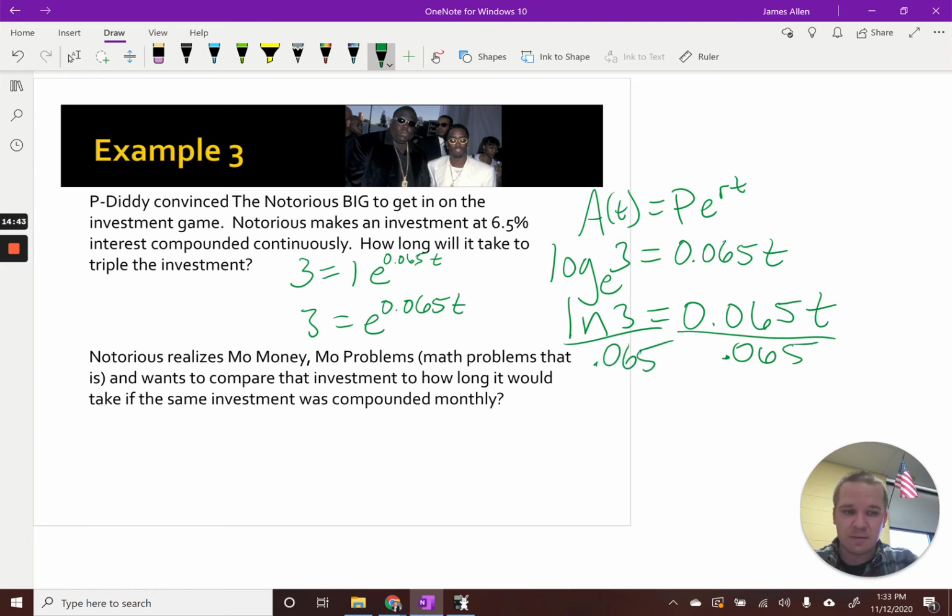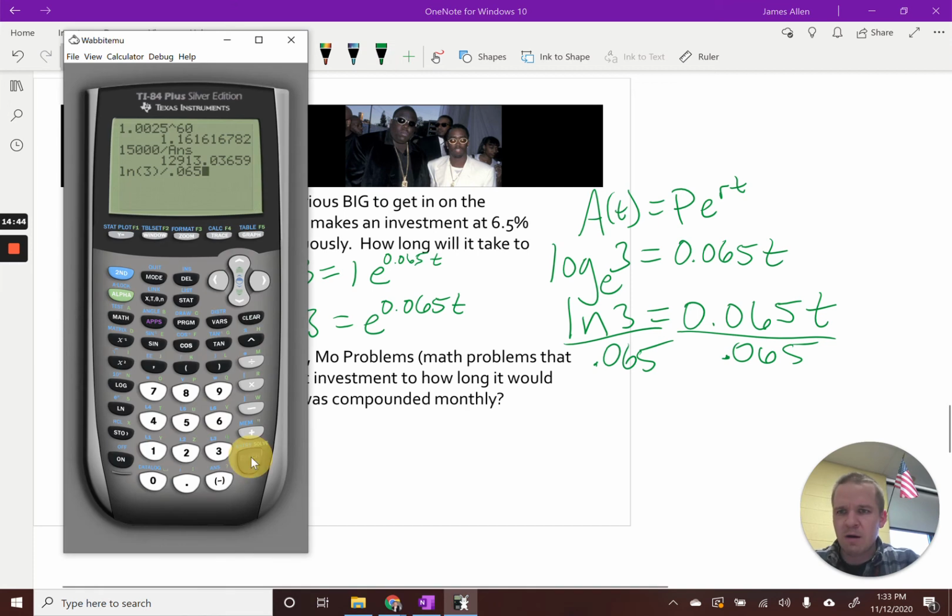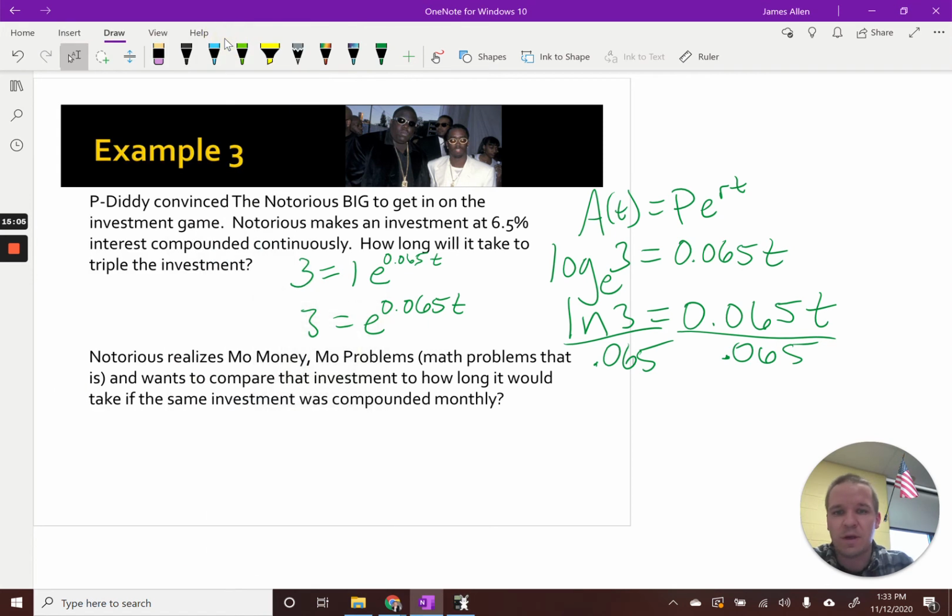All right, let's pop out the calculator. All right, so I got natural log of 3 divided by 0.065. That's going to be 16.9 years. Man, it's going to take a little while to triple, but hey, it's all good, which is a little bit longer than one of the earlier ones we had, 7.5% interest, and it tripled after like 15 years. So that makes sense if we think back to one of the other problems. So 16.9 years.